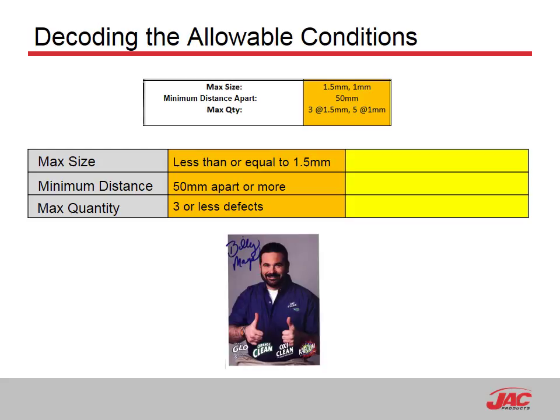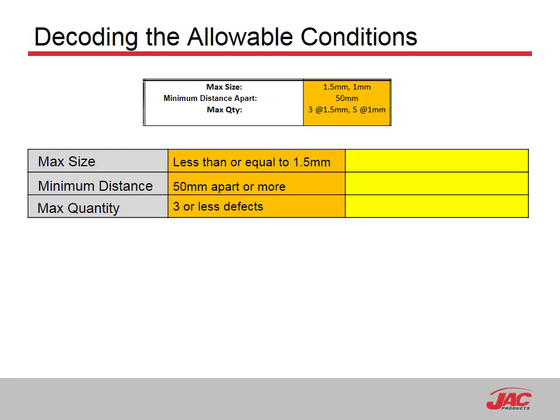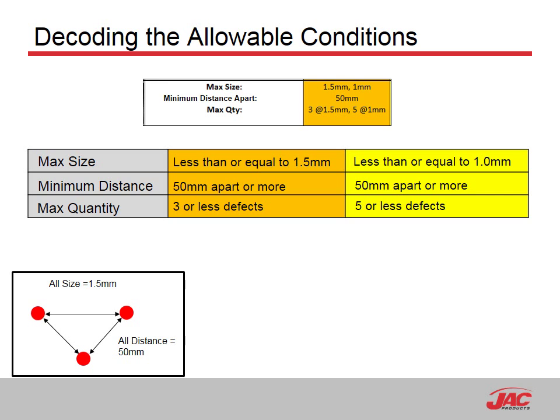But wait, there's more. As an added bonus, if all of the defects are less than or equal to 1 millimeter, they still have to be 50 millimeters apart from each other, but you can have a quantity of 5 defects. In this example, all 3 defects are less than or equal to 1.5 millimeters, and they are at least 50 millimeters apart from each other.